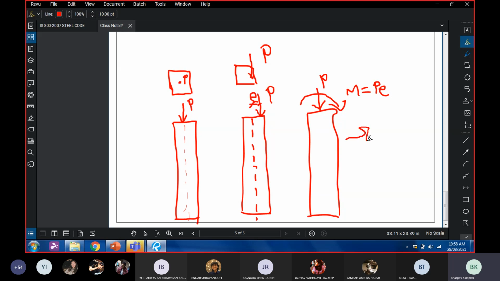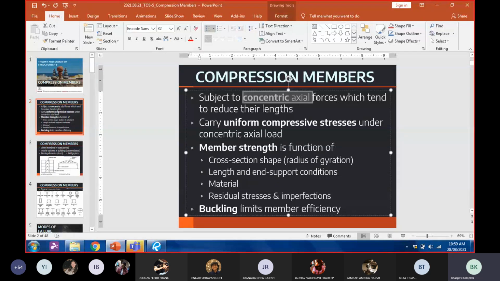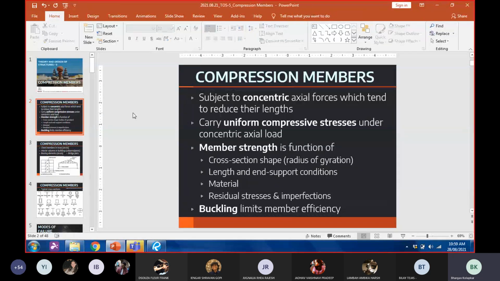If the moment is significant, such a member is called a beam column. And this member is called a column or a compression member. Is it clear? Yes. Very simple concept. Therefore, it's important that the member is subject to concentric axial force, which tends to reduce its length. Then we call it a compression member.